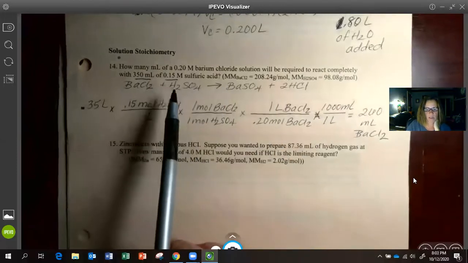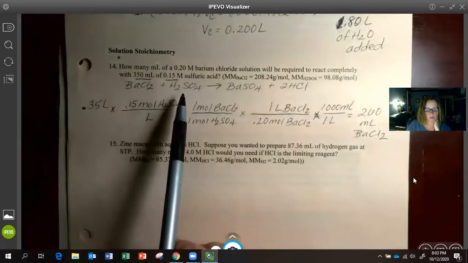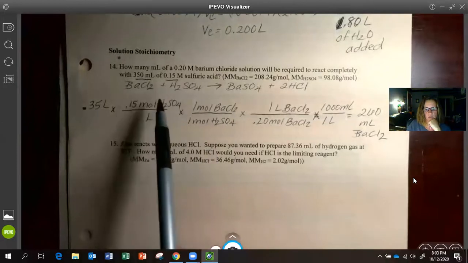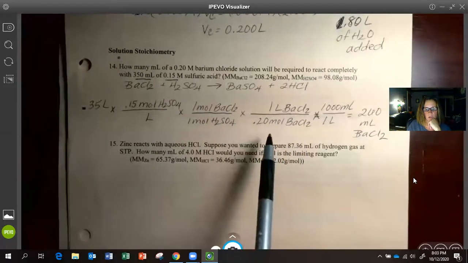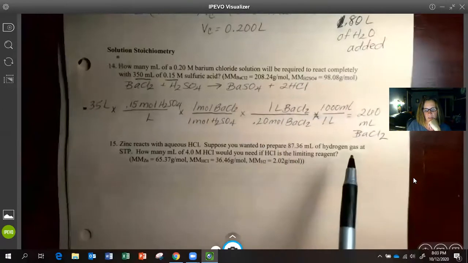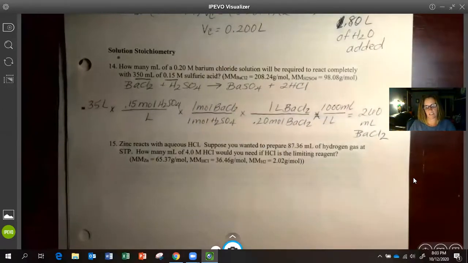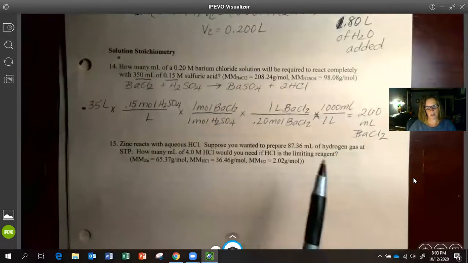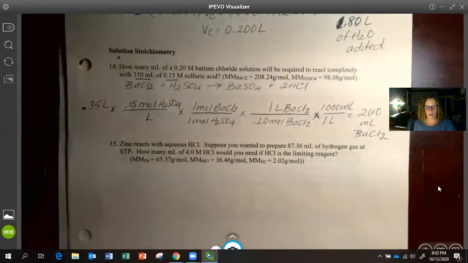Okay, so we're starting with a volume of sulfuric acid, 0.15 molar, and we want to know how much barium chloride solution we're going to need when that solution is 0.20 molar. And so then you can go ahead and solve for your milliliters or your volume of barium chloride in that way. Okay, so this is a problem where it's molarity to mole ratio, back to molarity, and then volume. Okay, go ahead and set up number 15. We need a balanced chemical equation and a stoichiometry setup.